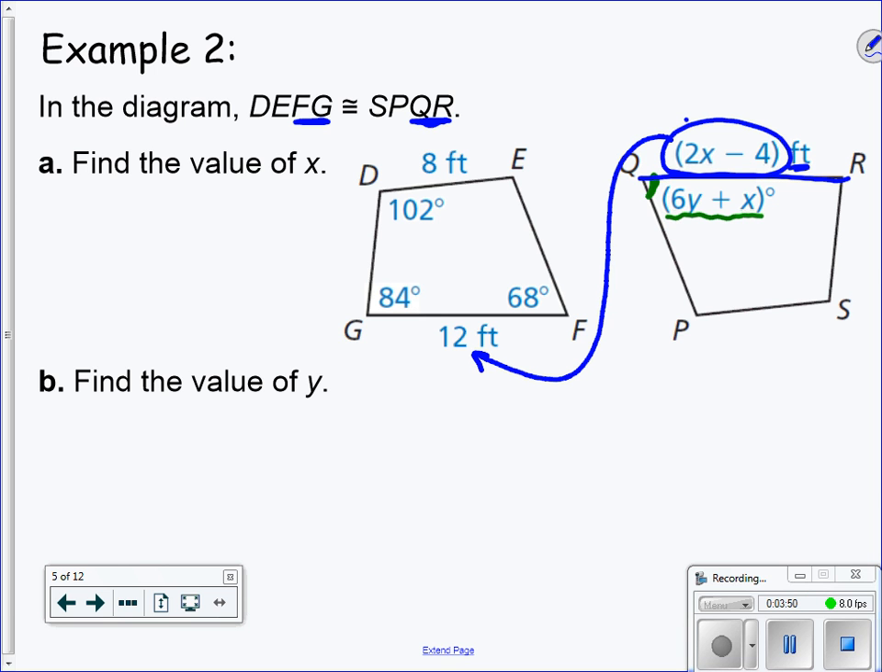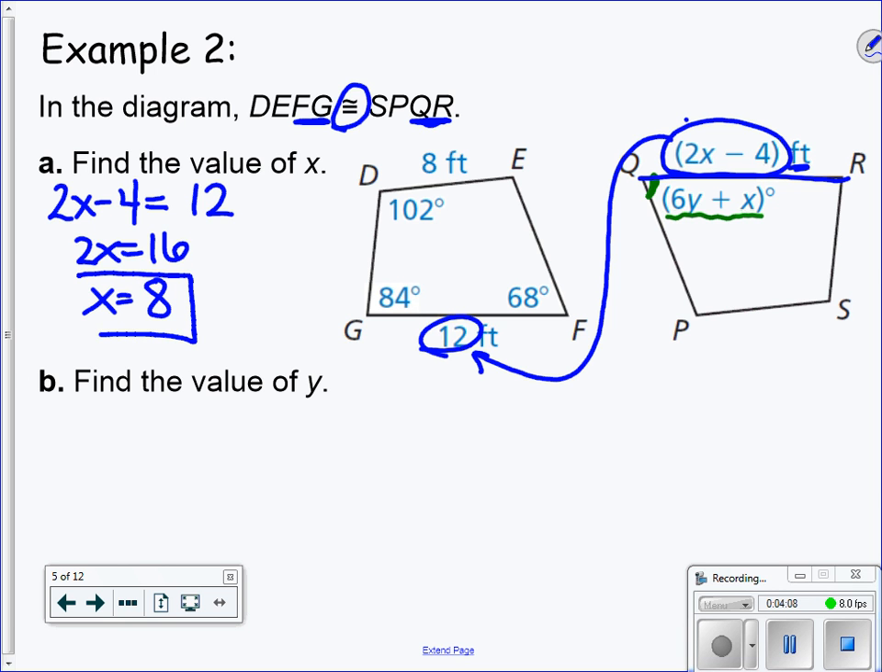So that's 12. So what you're going to do is these are corresponding, which means that they are equal or congruent to each other. So we've got 2x minus 4 is congruent to or equal to 12. Add 4 and then divide. You get x equals 8. Now they don't want you to plug it back in. They just wanted the value of x, so we can stop.